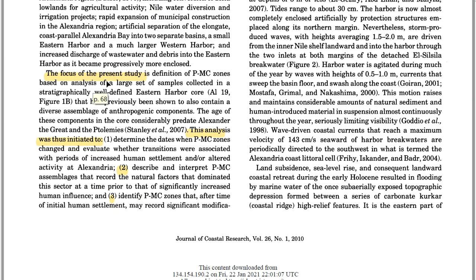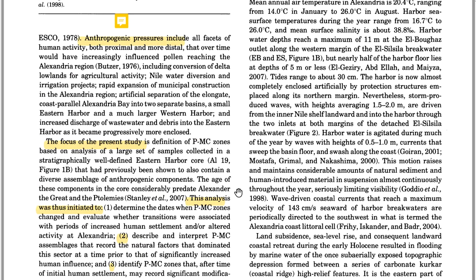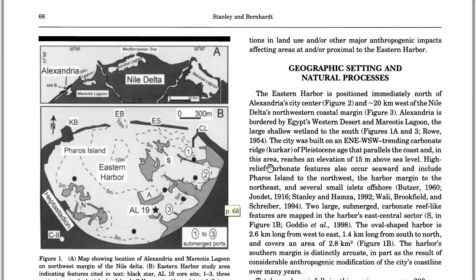And then it talks about the focus of the study. The analysis was initiated to determine the dates and whether these changes in pollen and microscopic charcoal changed because of increased human settlement or something else. They're going to describe and interpret these pollen and microscopic charcoal assemblages and then identify these zones that happened after people moved in.